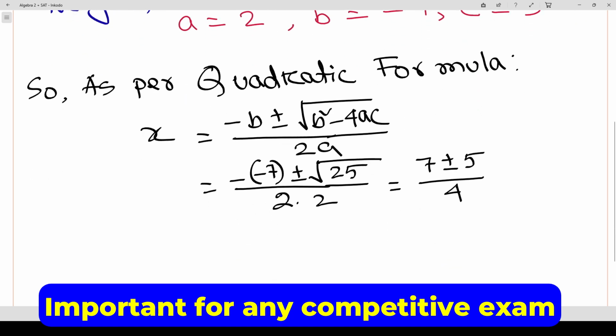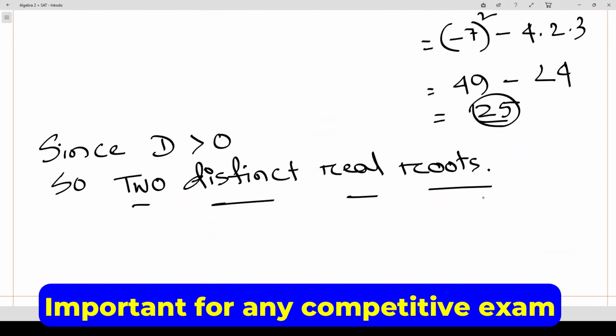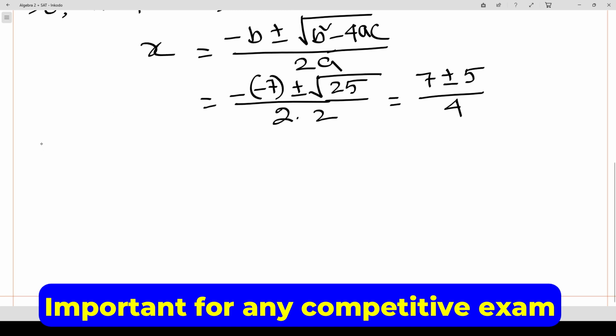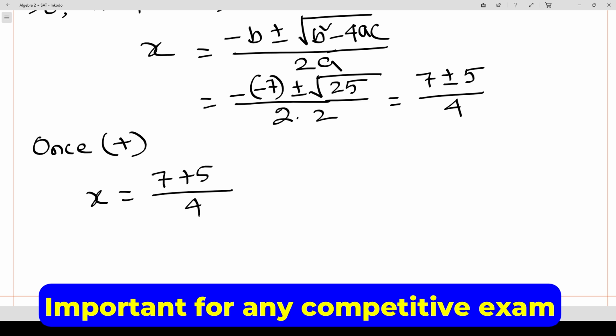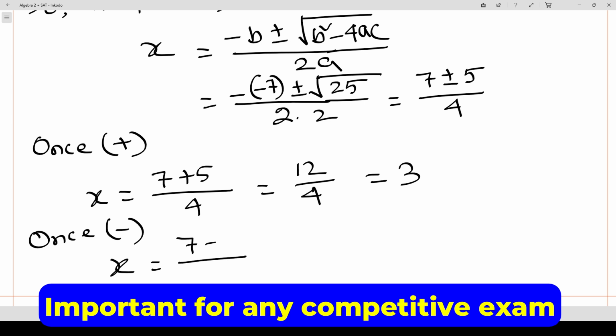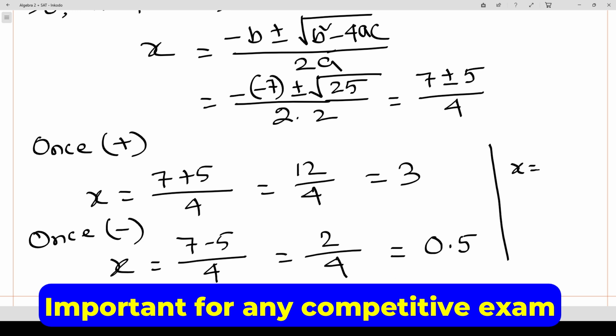So we already understand we will get two distinct real roots. It means for the positive, x equals 7 plus 5 by 4, 7 plus 5 is 12, by 4 equals 3. For the negative, x equals 7 minus 5 by 4, 7 minus 5 is 2, divided by 4. So once we divide 2 by 4, we will get 0.5, right? And this is our answer. So x equals either 0.5 or 3, and it matches the reality of D greater than 0.